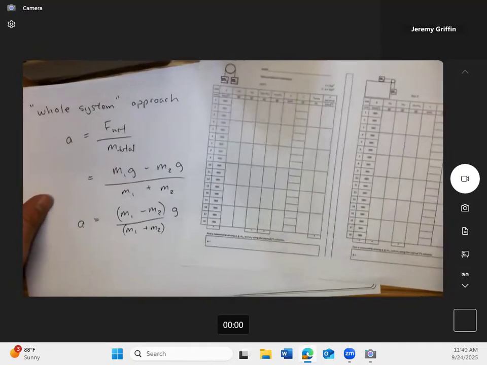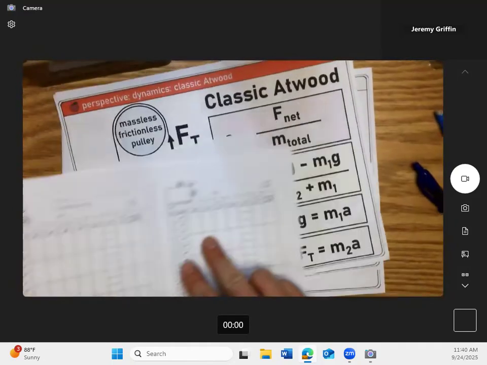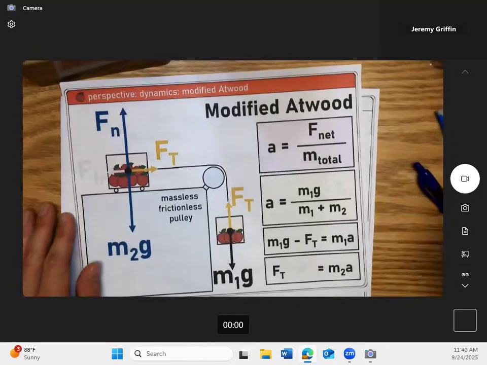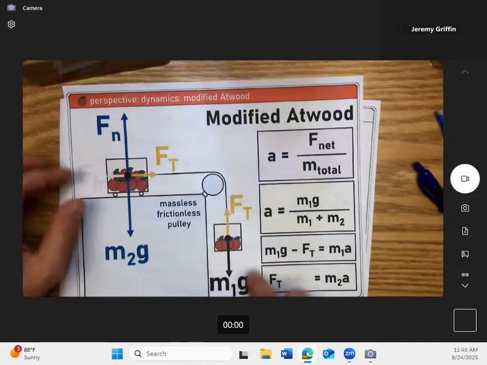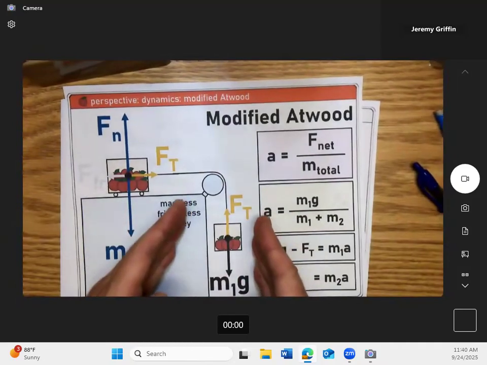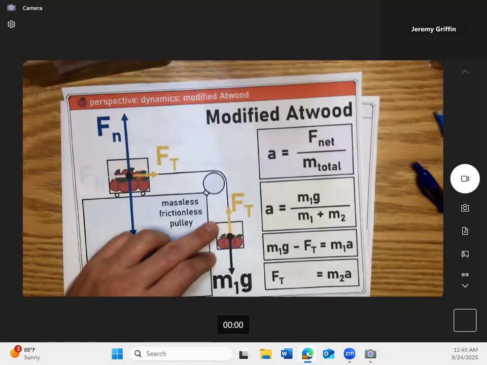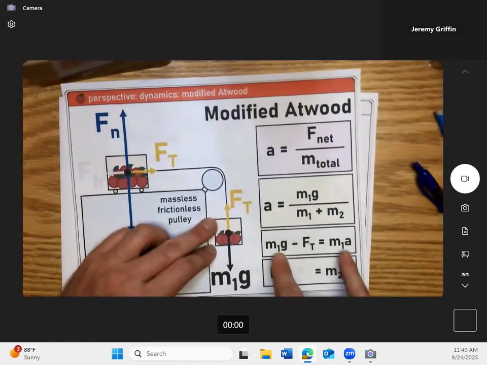Okay. And last one is this modified Atwood. Looks like this. Okay. And similar story, we've got two masses, each with their own sets of forces going on. So if I just focus on each individual mass, do you guys see this one has how many forces on it? 2. And that's the setup right here.